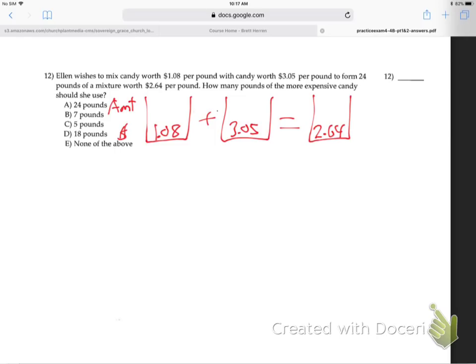Now, they only gave me one other number. What's the other number they gave me? 24 pounds of the $2.64. So it goes above the $2.64, huh? Because they said it's 24 pounds of the $2.64. So what goes in these blanks? X and Y.